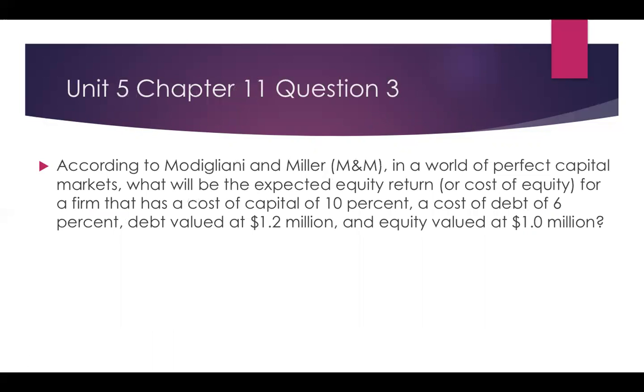According to M&M, in a world of perfect capital markets, what will be the expected equity return or cost of equity for a firm that has a cost of capital of 10%, a cost of debt of 6%, debt valued at 1.2 million, and equity valued at 1 million?